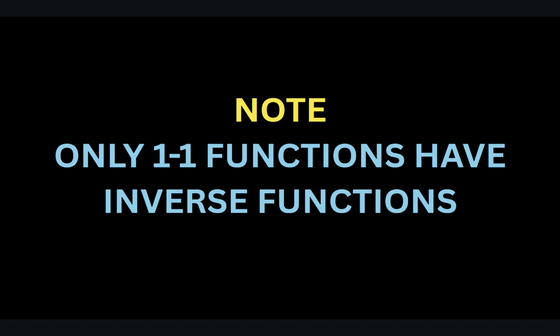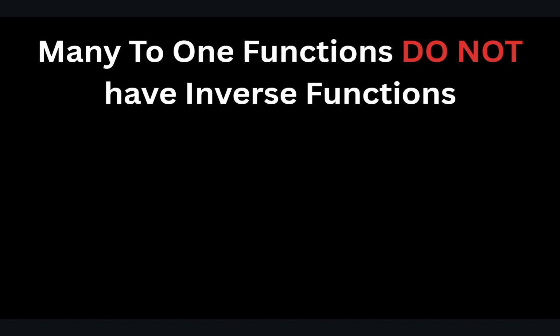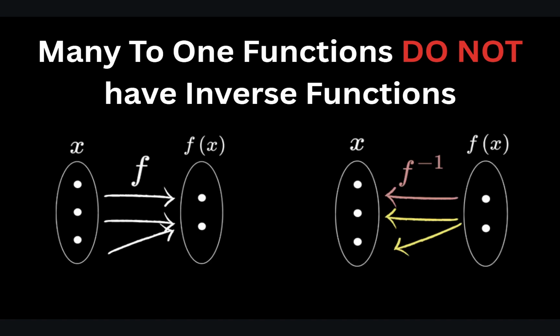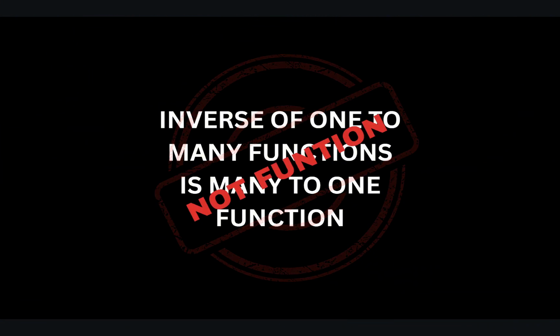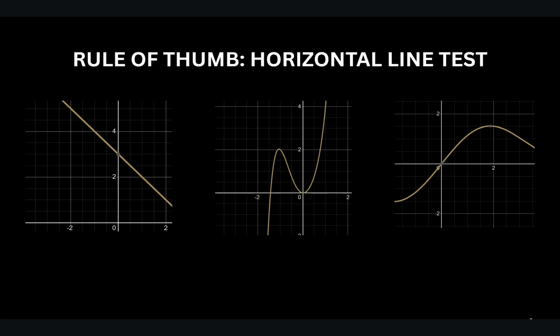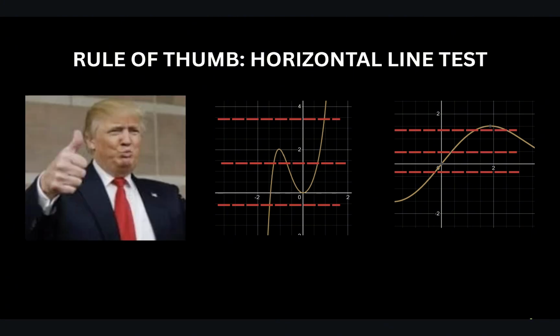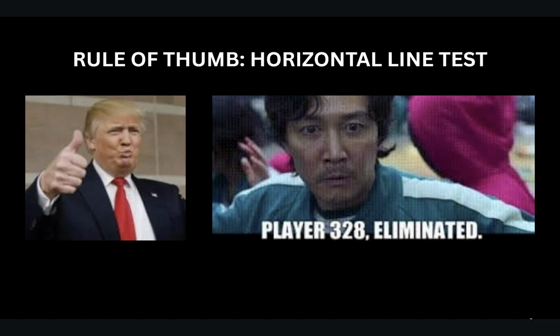Only one-to-one functions have inverse functions. Why? Many-to-one functions do not have inverse functions because its inverse would be one-to-many, which is not a function. Rule of thumb: we use the horizontal line test to determine if your function has an inverse. It's the same as the vertical line test, except you just draw horizontal lines. As long as the horizontal lines touch your graph at only one place, it has an inverse. However, if any of the lines touch your graph at more than one point, it does not have an inverse.